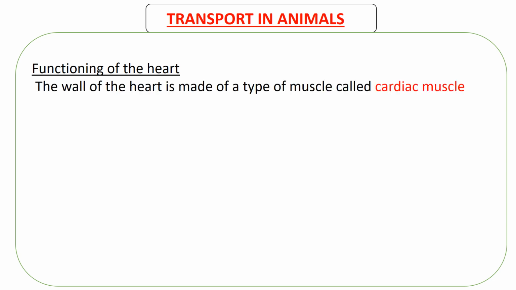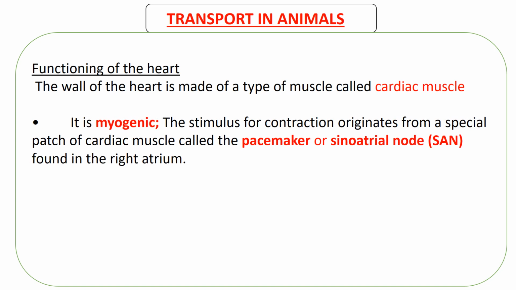So first, the whole of the heart is made of a type of muscle called cardiac muscle. So whenever you see this word cardiac muscle, we're talking about the muscles that make up the heart. The first feature is it is myogenic. This is a biological term which means the stimulus for contraction originates from a special patch of cardiac muscle called the pacemaker, also called the sinoatrial node. We write it as SAN in short. This one is found in the right atrium.